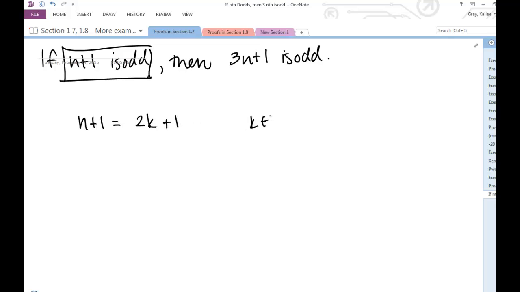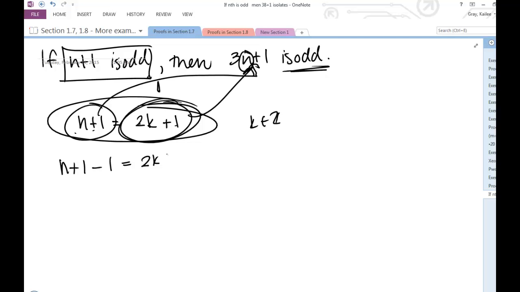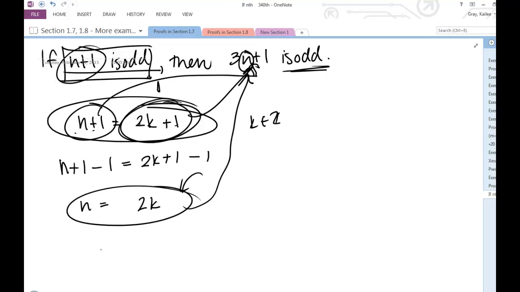So if we assume that n plus 1 is odd, then we can write n plus 1 as 2k plus 1, so 2 times some integer plus 1. Now, we want to conclude something about 3n plus 1. If I can solve this equation for n and plug in that expression for n, I'll be able to write it out as an odd integer. So let me show you what I'm talking about. I've got this equation, and I can work on both sides of it. We'll just subtract 1 from both sides, and that gives me that n is equal to 2k. So basically what we're using is that if n plus 1 is odd, then n is even. Then I'll have 3 times 2k plus 1.